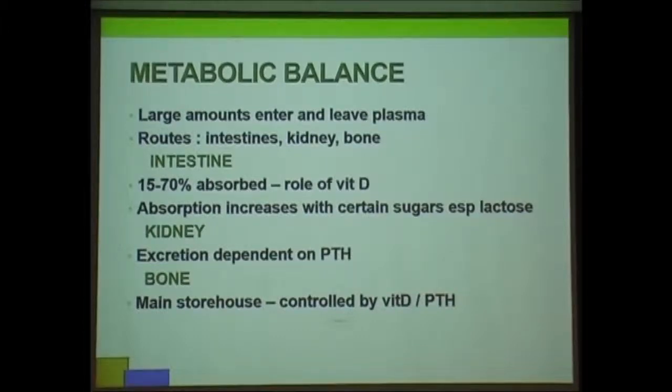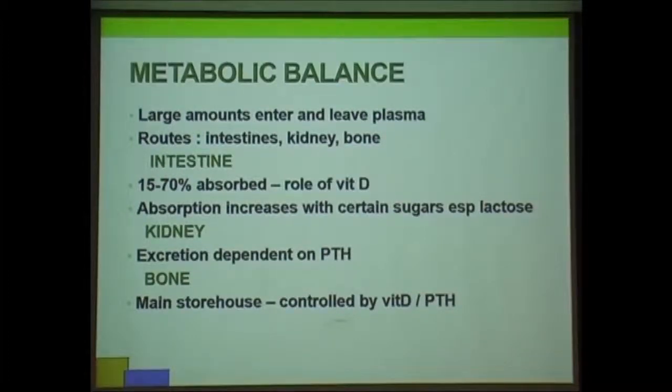If you look at the metabolic balance of calcium, it's never steady, it's always in flux. Large amounts enter the plasma and large amounts exit the plasma. Entrance routes are from the dietary calcium that you eat, which is through the intestine, and the absorption requires vitamin D. So, vitamin D modulates calcium absorption through the intestine. That is the basic input route into the blood, and the exit route is primarily the kidney, where excretion of calcium is dependent on PTH.